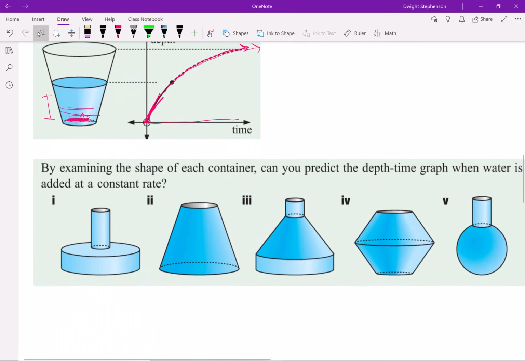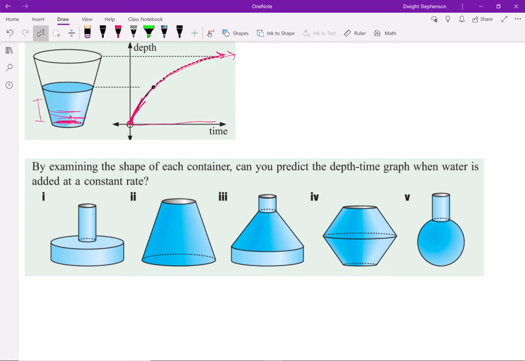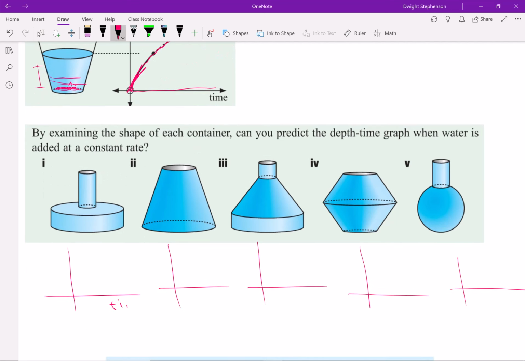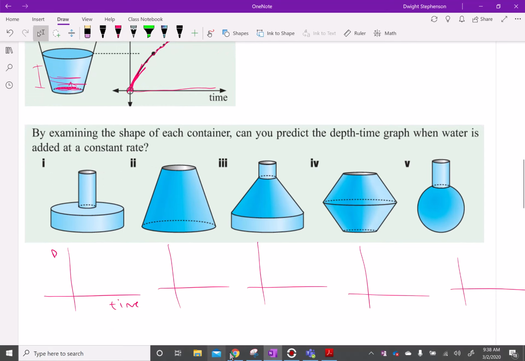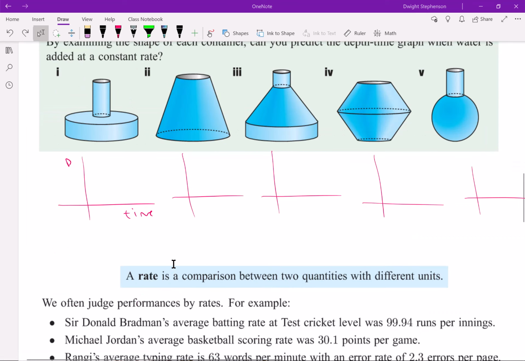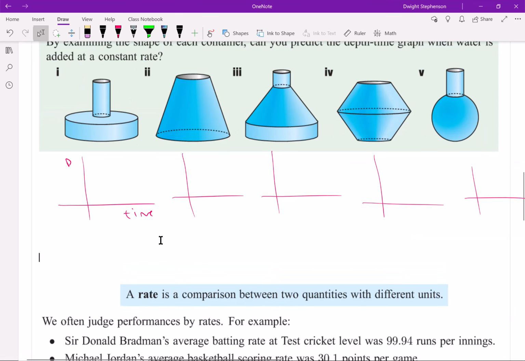So this is something you want to be framing your thoughts with: what would these graphs look like if you had to graph time versus depth? I want you to actually try these and see if you can get them. Take a second to actually do it before you watch this video.